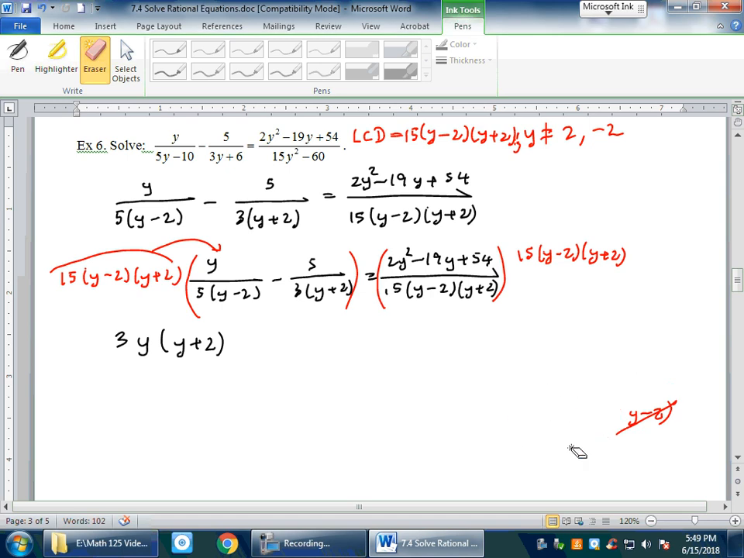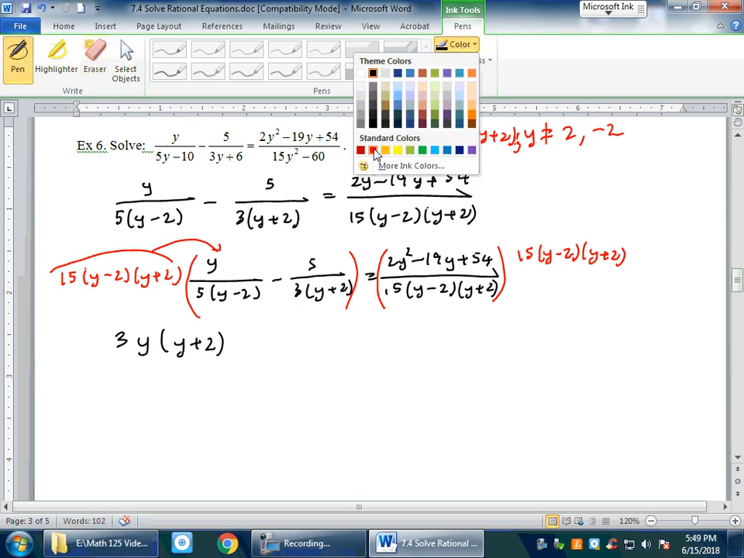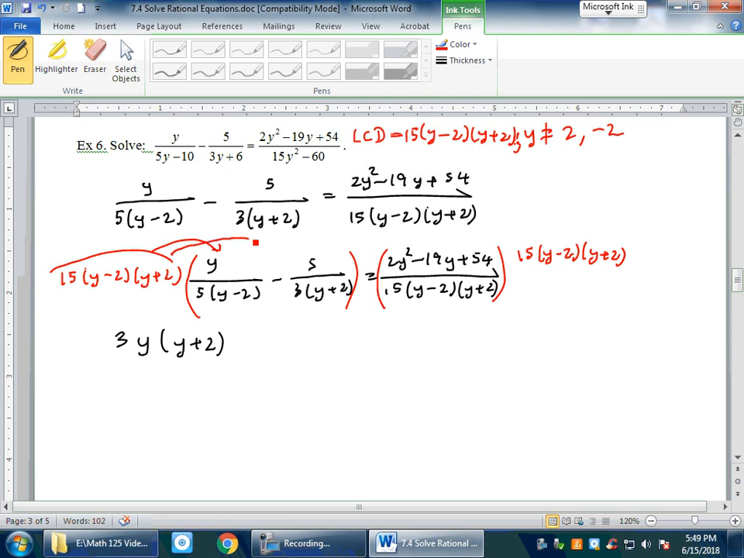This time we're going to do it mentally. So let's take a look at distributing to the second fraction. When we distribute to the second fraction, y plus 2 and y plus 2 cancel out. 3 goes into 15 five times. So that will give me 5 times 5 is 25. So it would be minus 25, and then y minus 2.